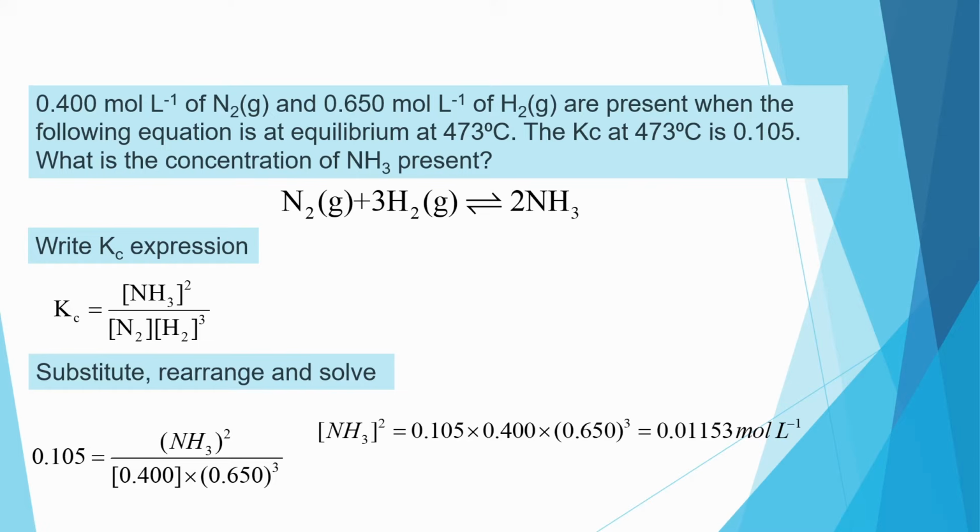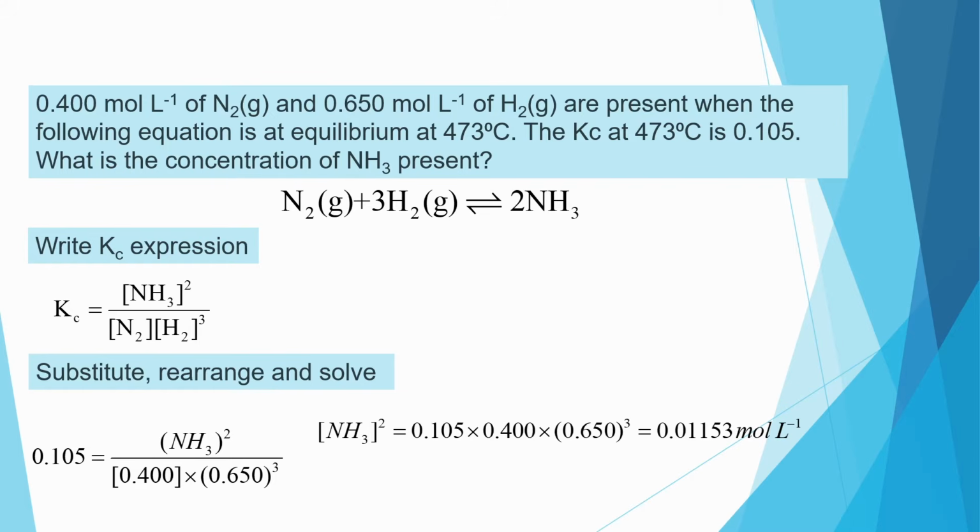I'm going to rearrange this. So how did I rearrange this? Well, if I multiply both sides by 0.4 and 0.65, the bottom terms would cancel and we would get ammonia squared equals these three terms. So here's the value for ammonia squared.